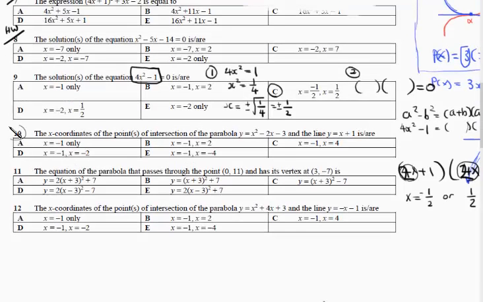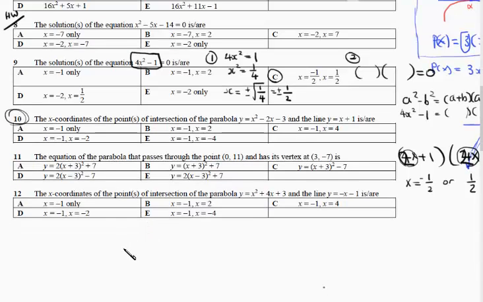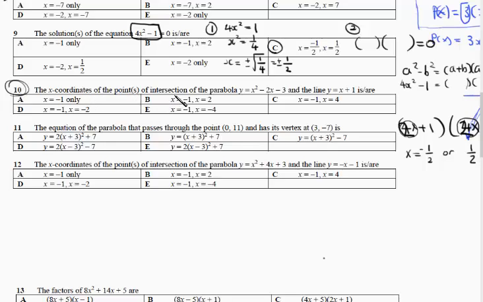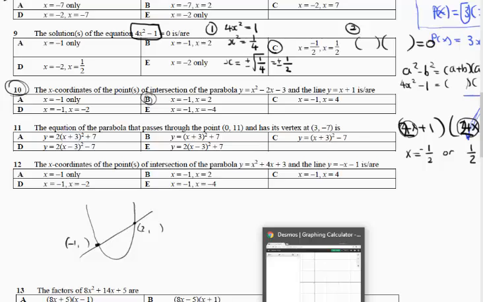Let's go through question 10 here. It says the x-coordinates of the points of intersection of the parabola, this one and this one, are. So you have a parabola and you have a straight line. That one is a straight line, and that's a parabola. They want you to find the x coordinates of these 2 points. So this could be like 2 and negative 1. So how do we find the 2 points that are intersected by these two? Let me show you the answer on a graph paper.